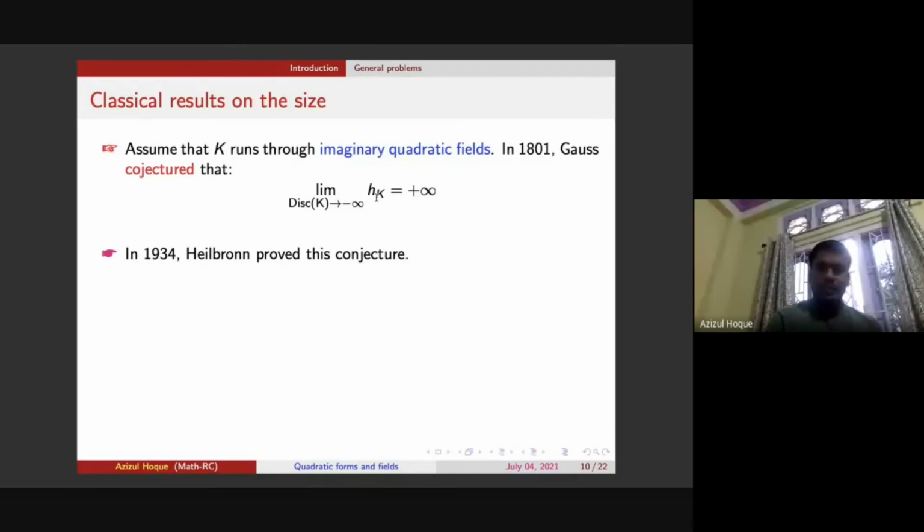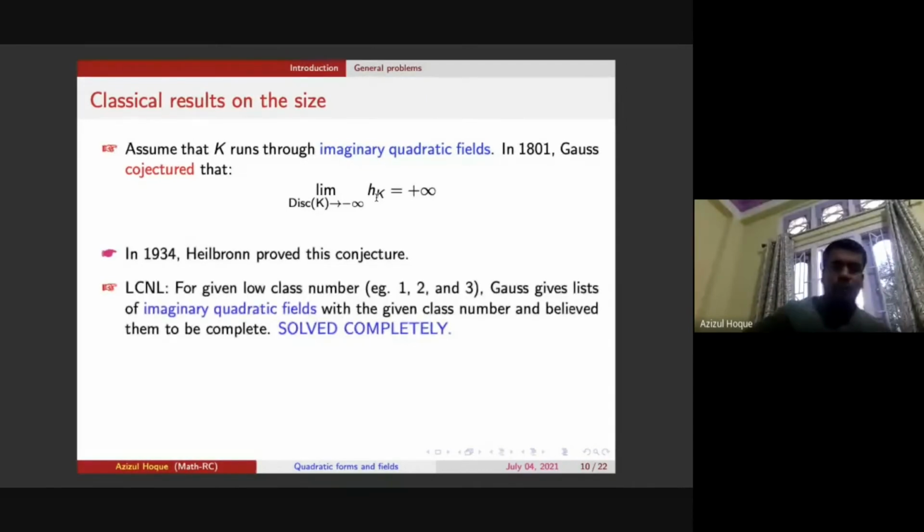And then there is a list of lower class numbers for imaginary quadratic fields. So there is a list, say up to class number 1. There are 9 imaginary quadratic fields. For 2, there are some fixed number of imaginary quadratic fields, and so on. So Gauss gave a list of imaginary quadratic fields of class numbers up to 100, and that problem was completely solved by 2004.